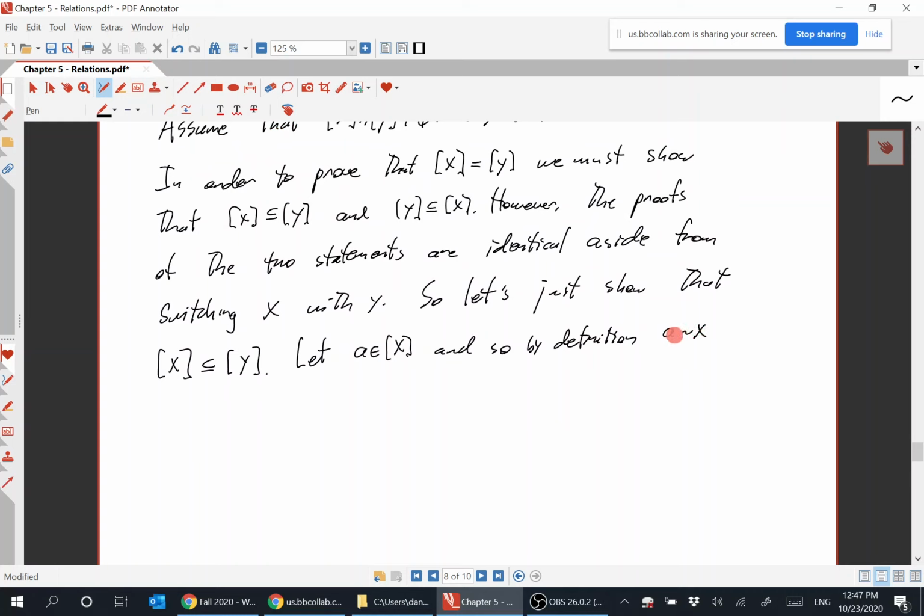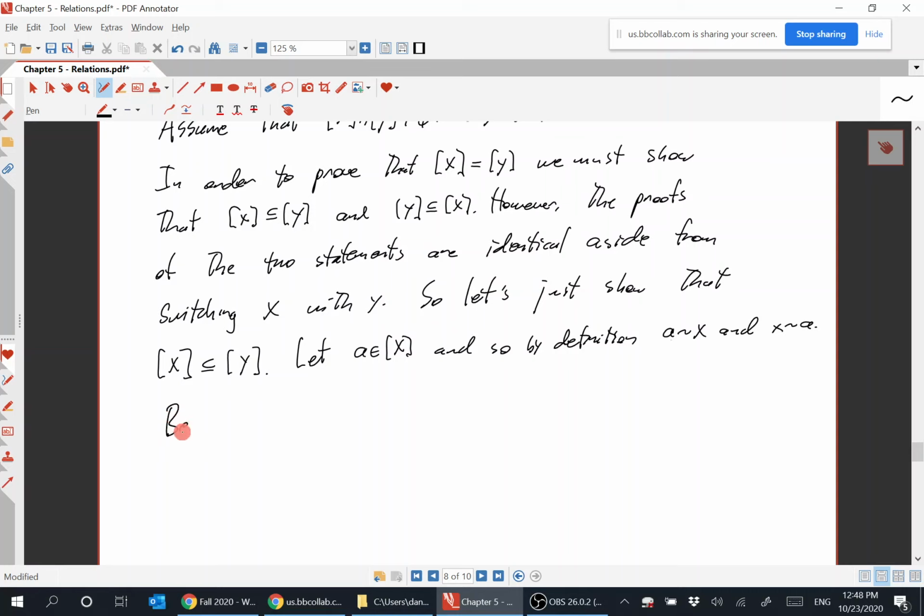And because it's an equivalence relation, you also get what? Equivalence relations are symmetric, right? So A is related to X, and by symmetry, X is related to A. X is related to A, right? Yeah. Okay.